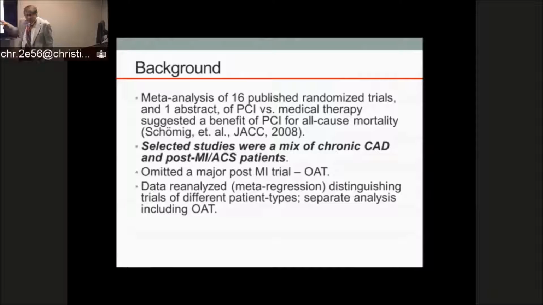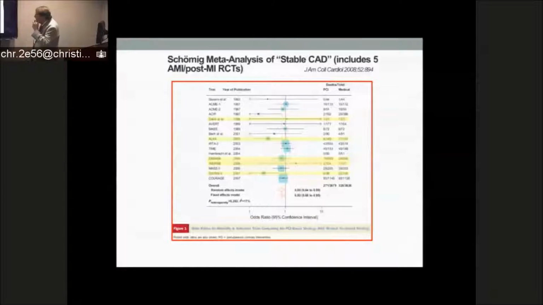And then I did a separate analysis where I included the OAT trial with the other post-MI studies that they had looked at. So here are their results. I don't know how visible this is, but you can see there are several things here. This is what's called a forest plot. It plots, in this case, the odds ratios for each study. And down here, it has the overall odds ratios and 95% confidence intervals from the fixed effects and the random effects analysis.